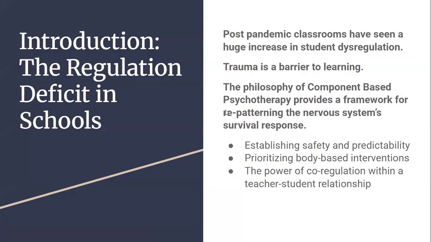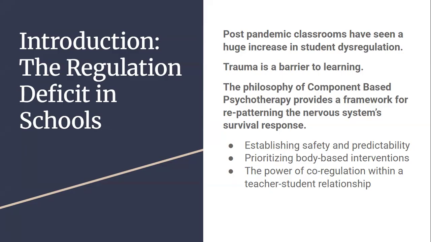Let's get started. So our introduction, we are going to talk about the increase in student dysregulation after we have experienced the pandemic. We are still seeing a lot of student dysregulation, and we're over 5 years past the pandemic, but we're still seeing it. And we'll look at this through the lens of trauma being a barrier to learning, and the philosophy of component-based psychotherapy in our textbook provides a framework for repatterning the nervous system's survival response.